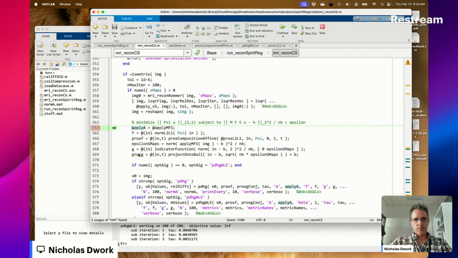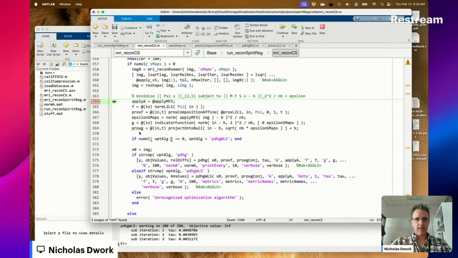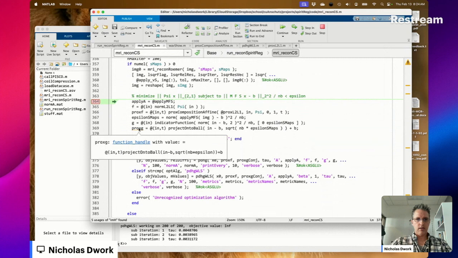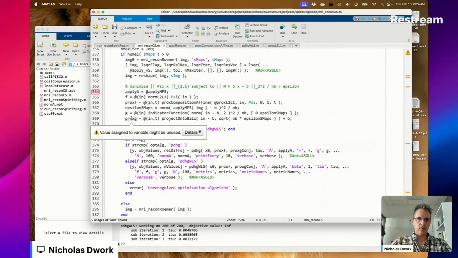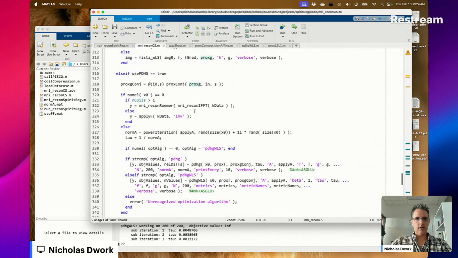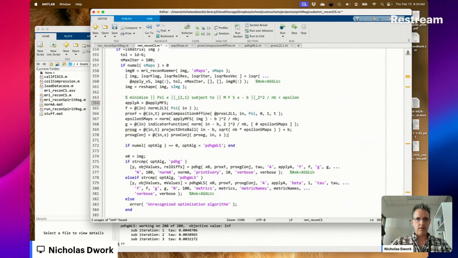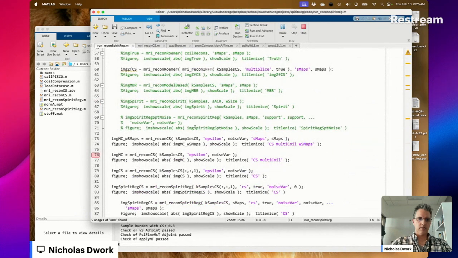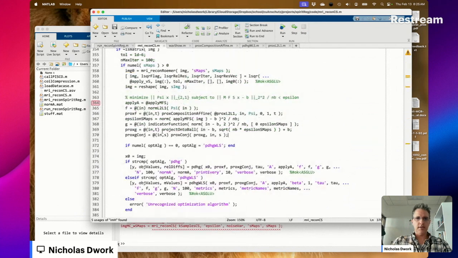Okay. Does proxg not get called? Why is proxg highlighted? Might be unused. Gotta call proxg conjugate. Maybe, I don't know. Would proxg conjugate have called this proxg or the other? I don't know. Either way, this is more clear. So I actually need 200 iterations.